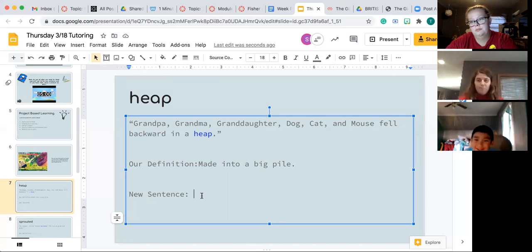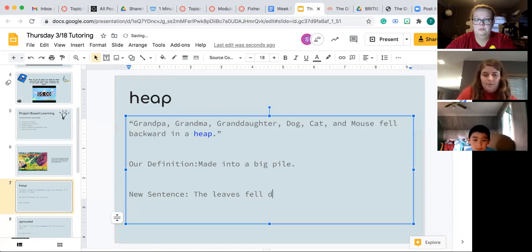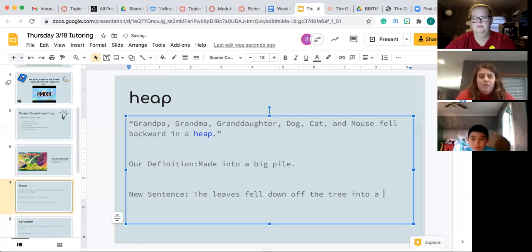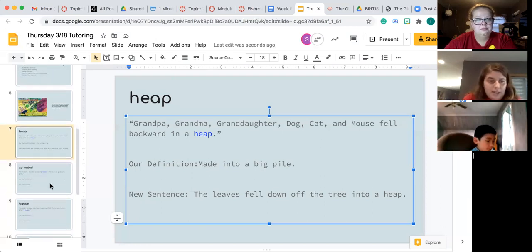What are some things that would pile on top of one another? I think it's fall or summer, when the leaves fall down off the trees. Mm-hmm. So what could we say? The leaves fell down off the trees. And then how would we use heap in there? So we said the leaves fell down off the tree... into a heap. Yeah, I like that sentence. The leaves fell down off the tree into a heap. All right, great job, Stanley. Let's go to our next word.